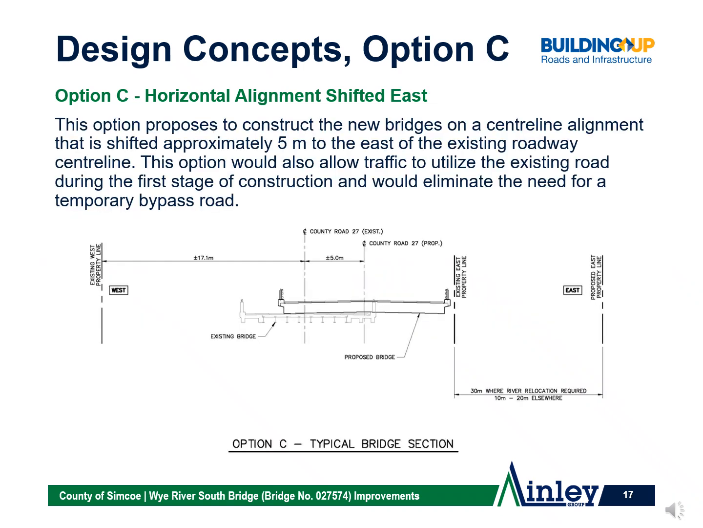For design concept option C, it is proposed to have the new bridges on an alignment that is shifted approximately 5 meters to the east of the existing roadway centerline. Similar to option B, this would allow traffic to utilize the existing road during the first stage of construction and would eliminate the need for a temporary bypass road.